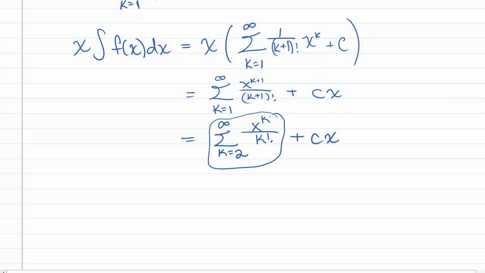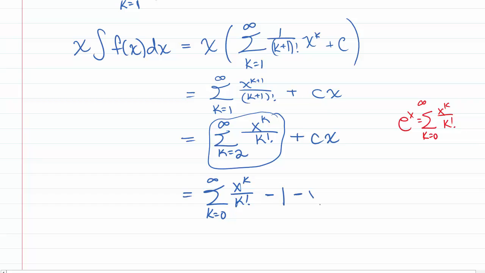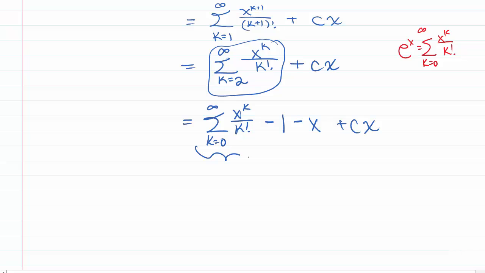We know, off here to the side, e to the x is the sum k goes from 0 to infinity of x to the k over k factorial. So we can rewrite this as the sum k goes from 0 to infinity of x to the k over k factorial. What have we added in? We've added in the first two terms. So minus the first term, which is 1, and minus the second term, which is x to the 1 over 1 factorial, so that's x, plus cx. Now we can replace this series with e to the x. So this is e to the x minus 1 minus x plus cx.